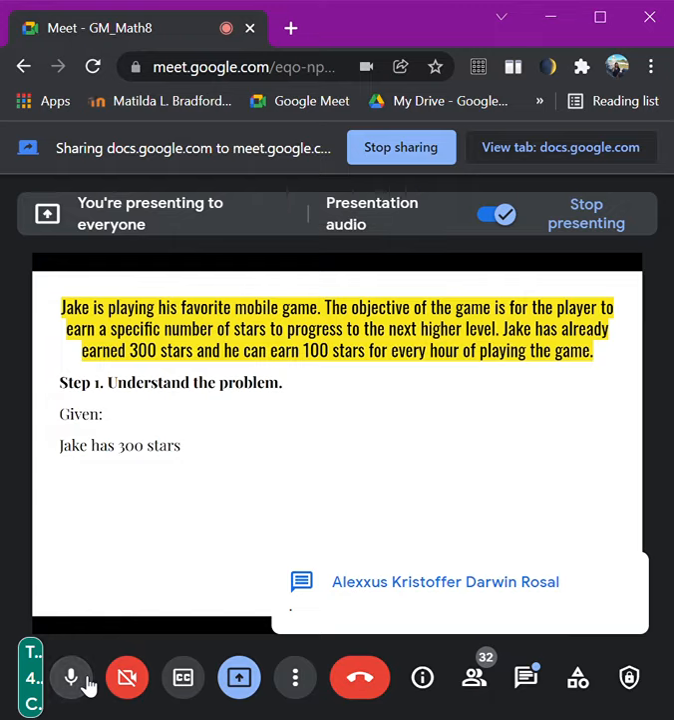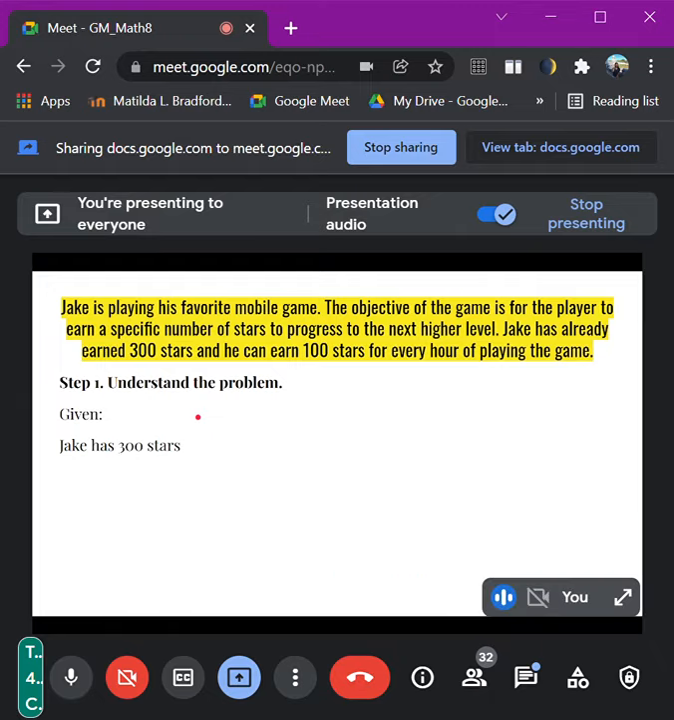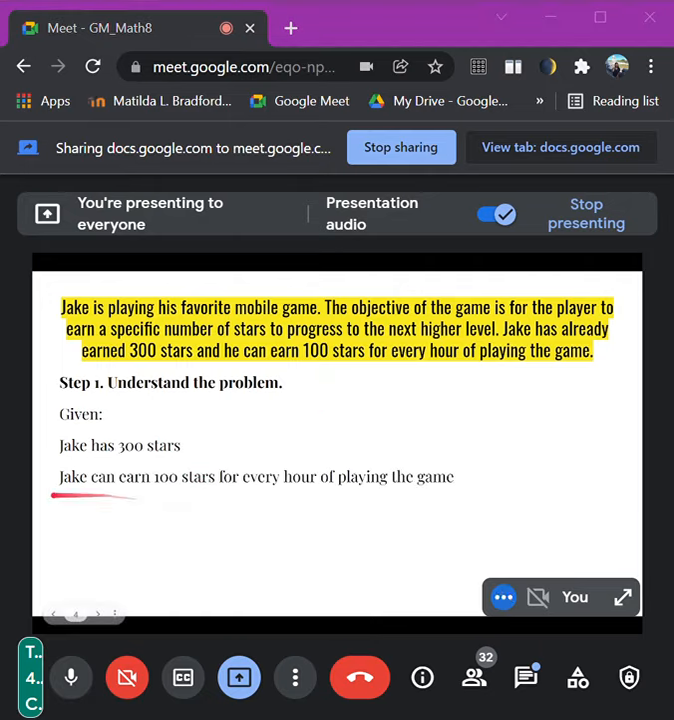Okay, so you have there, Jake has 300 stars. Inyo dyan ang specific class, dili lang kay 300 lang. Okay, and now, for our next one, you have there 100. So, ang 100 kuno kay, mauna iyang ma-earn for every hour of playing the game. So, you can have, Jake can earn 100 stars for every hour of playing the game. Okay? So, you need to write all. Dili lang ang 300 ug ang 100. So far, naapabatay laing given class or that's it na?